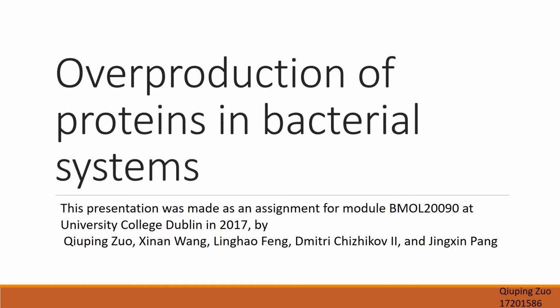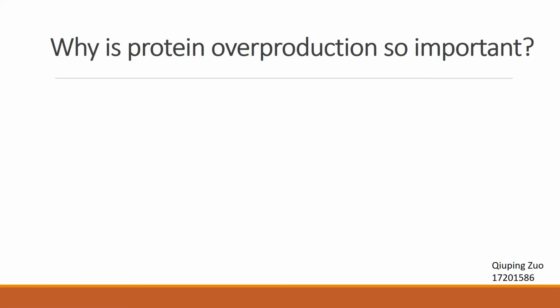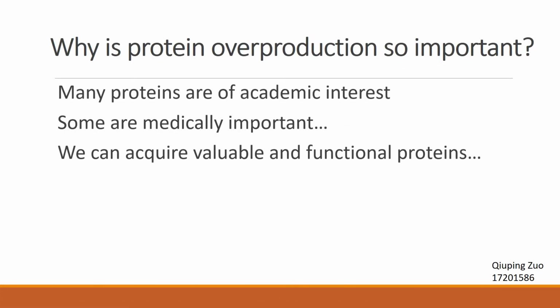Hi everyone, today we are going to talk about overproduction of proteins in bacterial systems. It is one of the most crucial parts in the life sciences and medicine, particularly for molecular biology research. Why is it so important? Because many proteins are of academic interest and some are medically important. Meanwhile, we can acquire valuable and functional proteins.